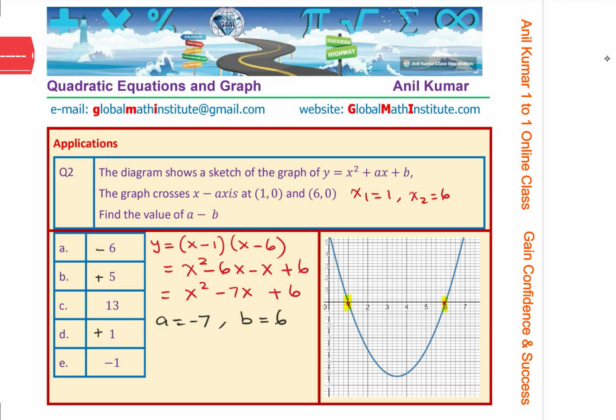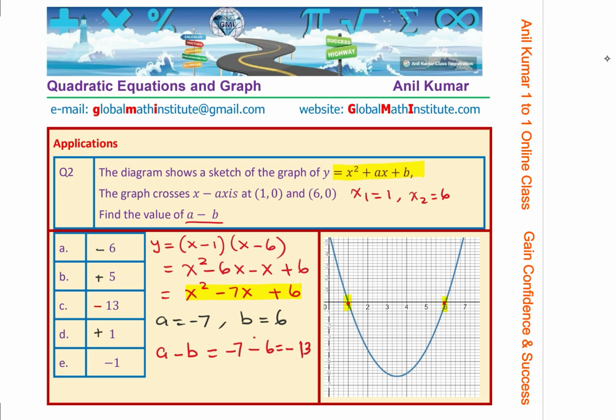Just by comparison, we compared it with the given equation, right? And we have the values of a and b. What do we need to find? We need to find the value of a minus b. So a minus b will be minus 7, the value of a, and then we'll do minus 6, and that gives you minus 13, right? So a minus b is minus 13.